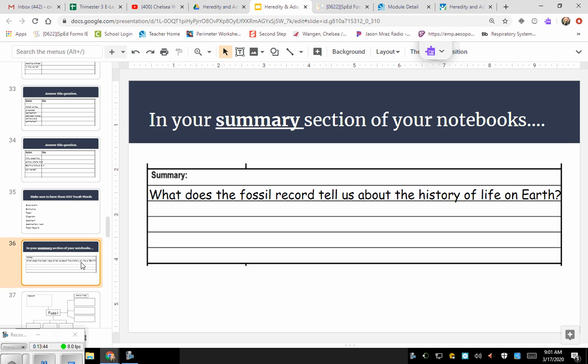And then in your summary section that you'll have to answer on your packets is, what does fossil record tell us about the history of life on Earth? Remember, this is our key thing and our key information we are going to come back to continuously. So make sure you're able to answer this as we go through our lessons and our unit.